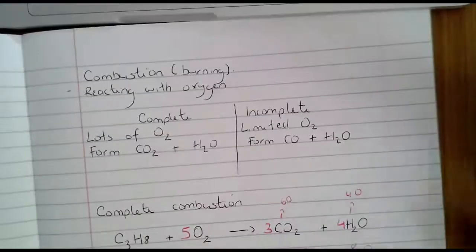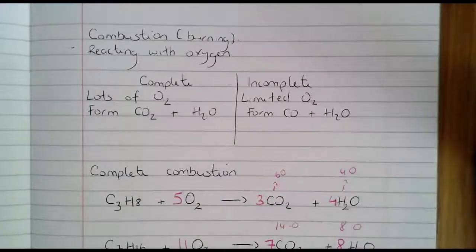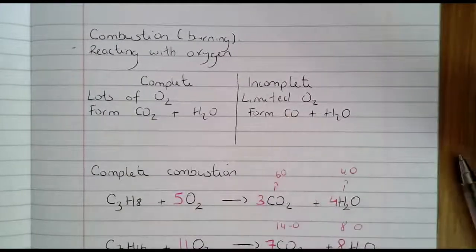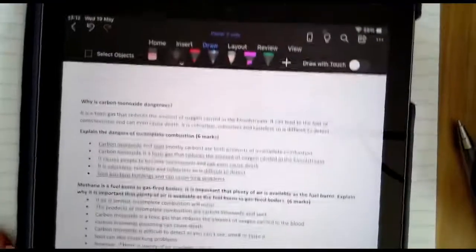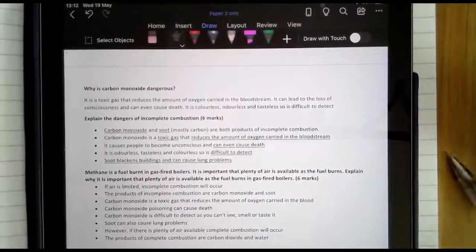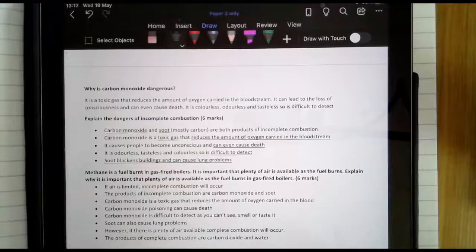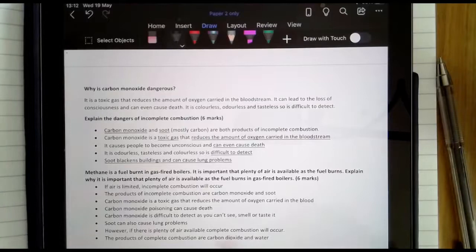The other thing you need to know about combustion is theory-based. So incomplete combustion, you said you form carbon monoxide and water. You may have heard of carbon monoxide before. You sometimes see adverts on the TV about it. It is dangerous. It's a toxic gas. So if you're asked about carbon monoxide, don't just say it's dangerous. You need to use that word toxic, or you can use the word poisonous.